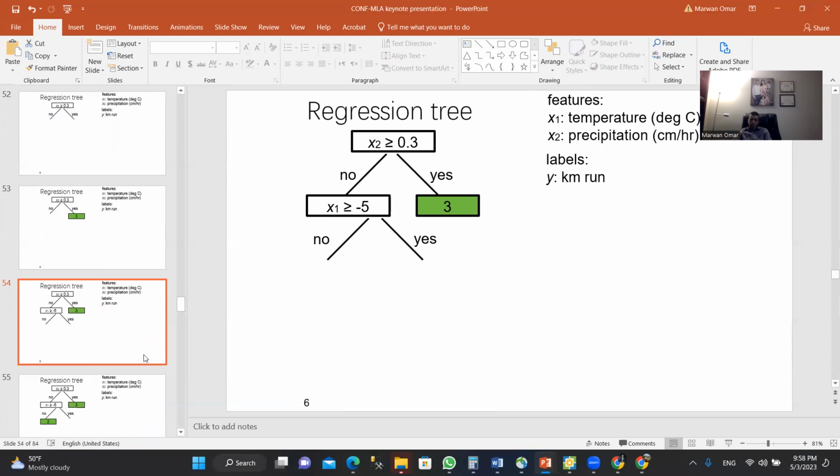We will see if the temperature was warm enough. Is X1 greater than or equal to -5? So you can check the temperature to determine how much a runner would run. If the answer is no, then that person might decide to run for 2 kilometers. So that's 2. That's a label and that's a leaf node. Again, you have child nodes and you have leaf nodes.